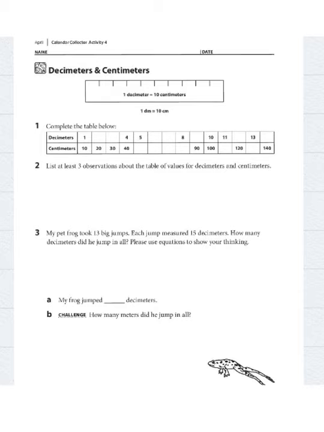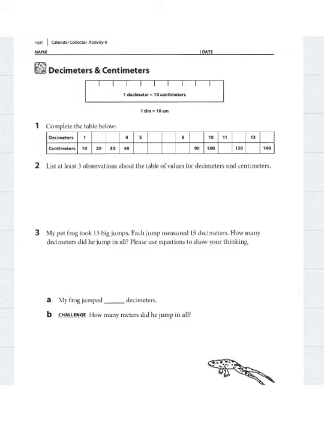And finally, you are going to do the number 3. And number 3 says, my pet frog took 13 big jumps. Each jump measured 15 decimeters. How many decimeters did he jump in all? Please use equations to show your thinking.